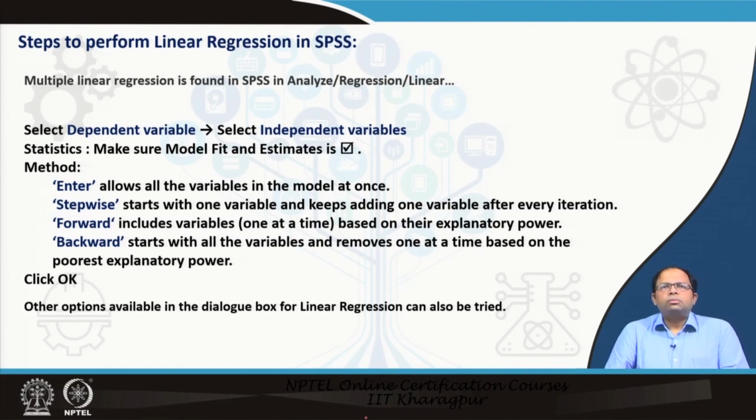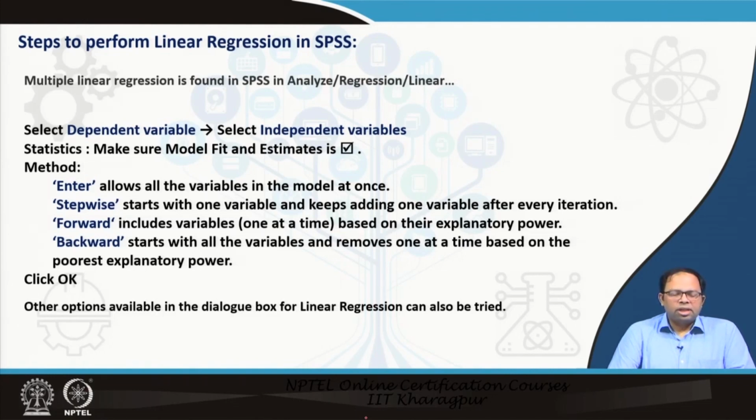So, the steps to perform linear regression in SPSS: first we go to the menu, we click on analyze, then regression, then linear regression. These are the steps we need to choose. Within analyze there is regression, and within regression there is the linear option. Once we do that, as we discussed during logistic regression as well, we need to choose the dependent variable and the independent variables.